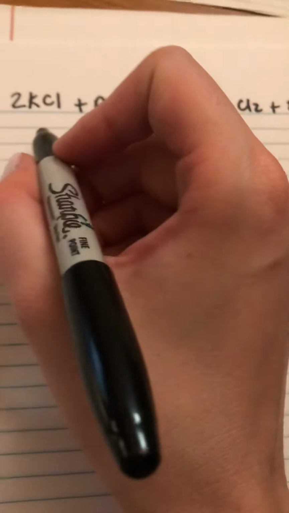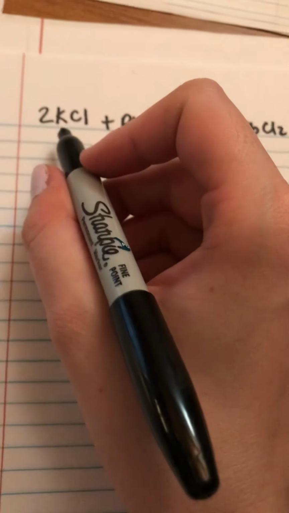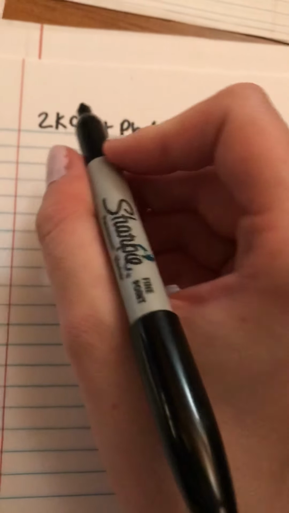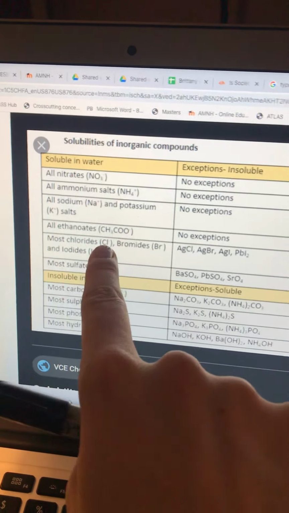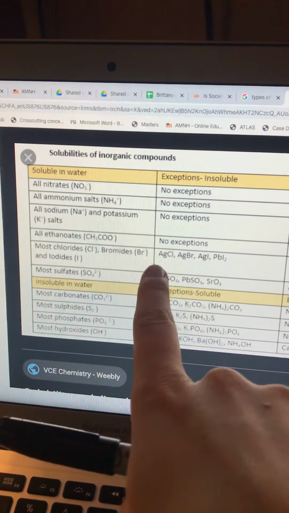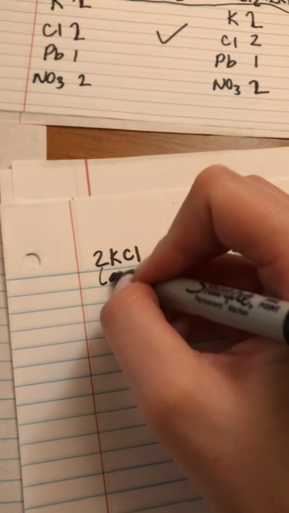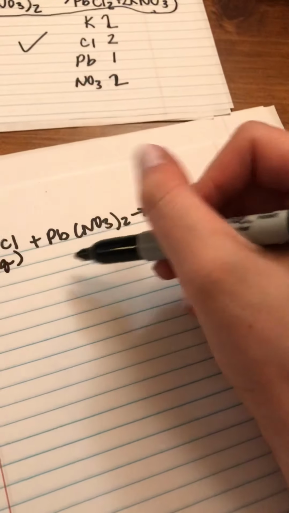All right, so first one we have is potassium chloride. For potassium chloride, we need to know if it's aqueous or not aqueous. So if we look for chloride on our table, most chlorides right here will be soluble in water except for these, but we don't have any of those. So we know that this solution is going to be aqueous. Okay? All right, we do the same thing for lead nitrate.